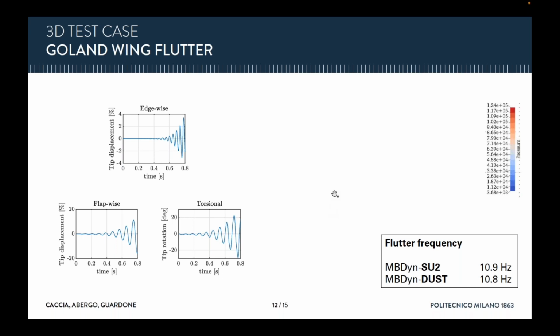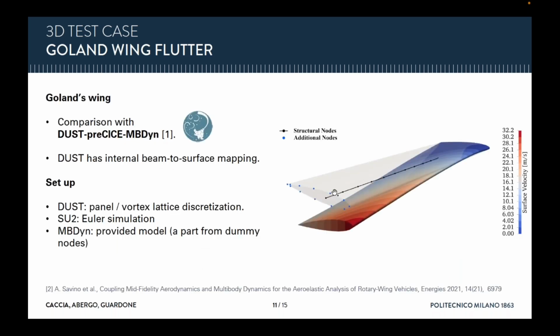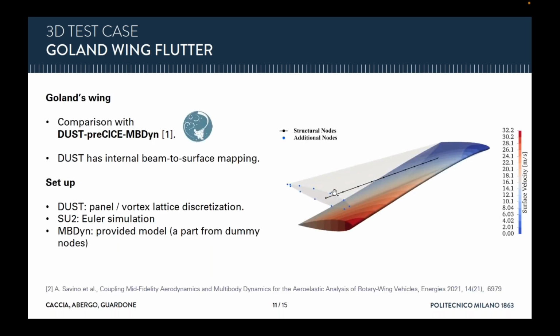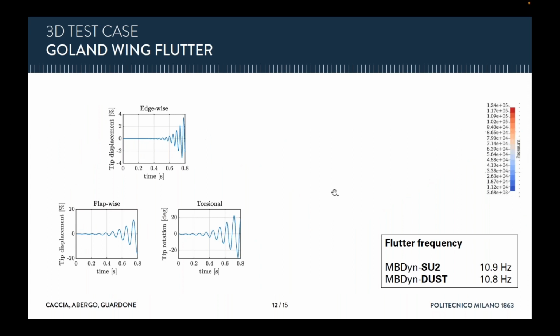We can see the plots here. They were a backup. So we have the edgewise displacement. This is the displacement of the tip in the chordwise direction that has its own frequency, and this is non-dimensionalized with respect to the blade span. And then we have the flapwise displacement, so it's normal with respect to the chord, and the rotation of the tip. And so we see that the chordwise displacement has its own frequency, whereas the flapwise and the torsional displacement coincide, as it should be in a flutter test case, and it's very similar between the two solvers.